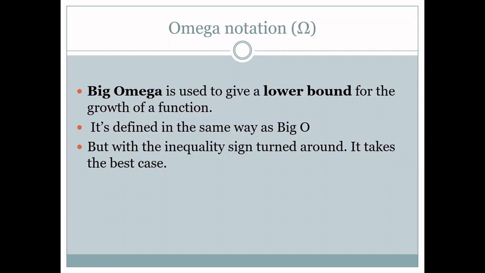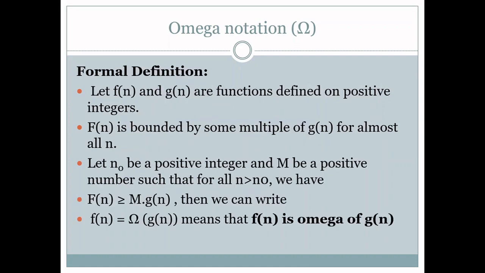So we will see the formal definition of big omega or omega notation. Here everything is the same as that of big O notation. That is, f of n and g of n are functions defined on positive integers, and f of n is bounded by some multiple of g of n, and we take n0 as a positive integer and M as a positive number, and then n will always be greater than n0. Here the difference is the function is written as f of n is greater than or equal to M dot g of n.